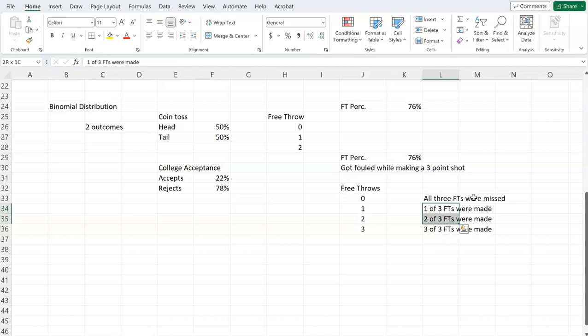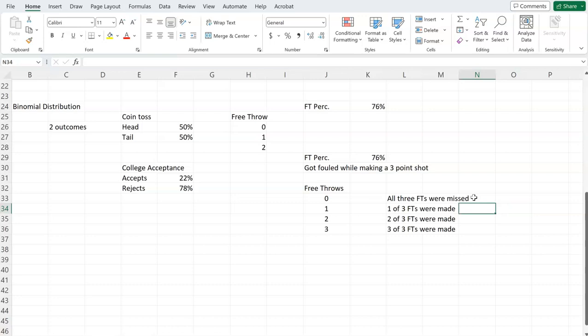Now, in the cases where 1 of 3 free throws was made and 2 of 3 free throws were made, we don't care, the order does not matter. Which means that if I'm taking 3 free throws, I could make 1, 0, 0, or 0, 1, 0, or 0, 0, 1. It doesn't matter which order I scored in, these three occurrences are treated the same. Now, how do I find the probability for that?